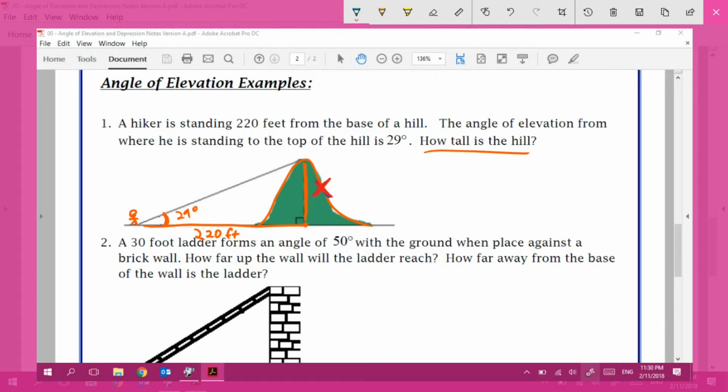I hope you can see that one. Let's label our sides, though. Let's label the sides. So we got the right angle right here. Where's the hypotenuse? That's right here. Where's the opposite side from where we're looking from? That's over here. This is opposite, is X. And that means the adjacent is 220 feet.